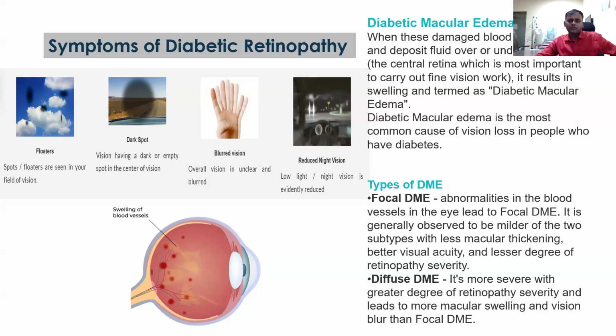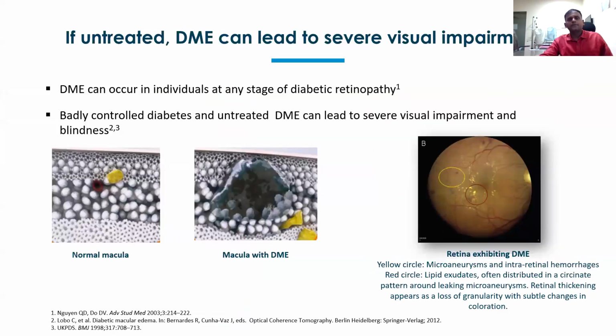Whereas diffuse diabetic macular edema is more severe, with a greater degree of retinopathy severity, and leads to more macular swelling and vision blur than focal DME. If untreated, DME can lead to severe visual impairment. DME can occur in individuals at any stage of diabetic retinopathy. Badly controlled diabetes and untreated DME can lead to severe visual impairment and blindness.